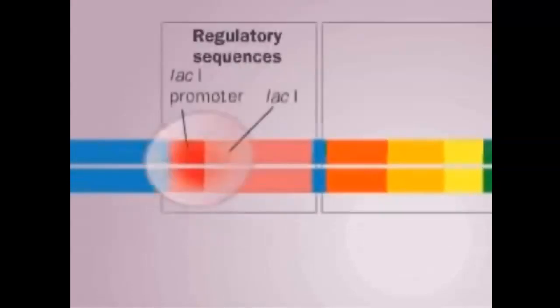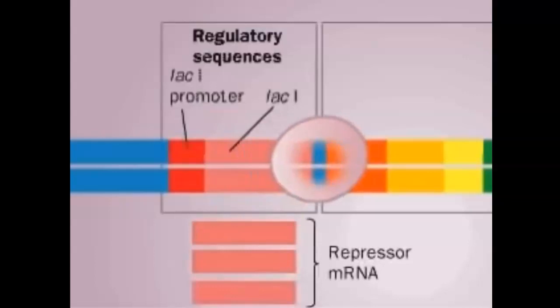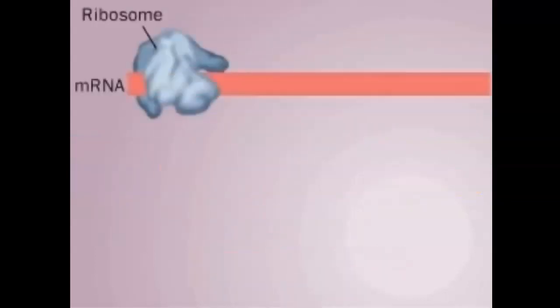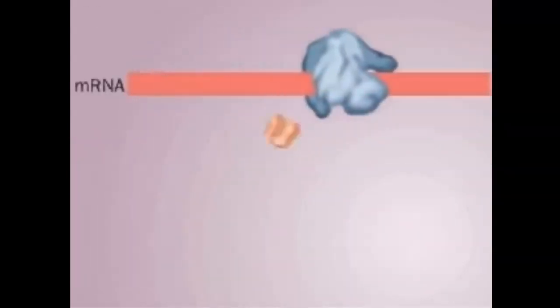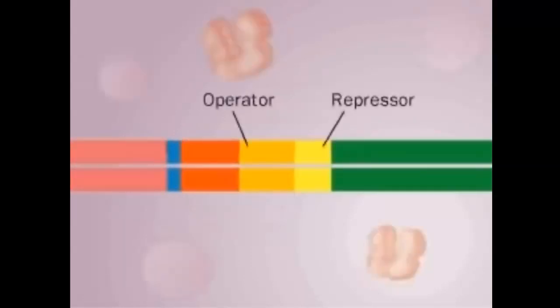Upstream from the lac operon is a regulatory gene, LAC-I, which encodes a repressor protein. The repressor tetramer is slowly but continuously produced by the cell. Now let's look at the control sequences, the promoter and operator, for the structural genes. The operator overlaps the promoter.